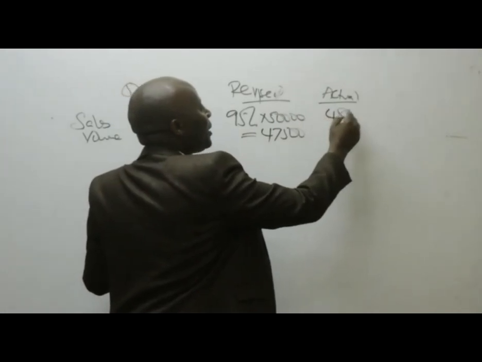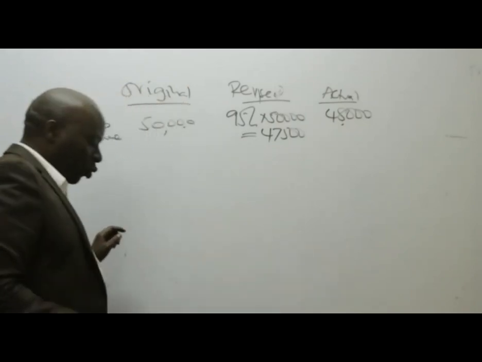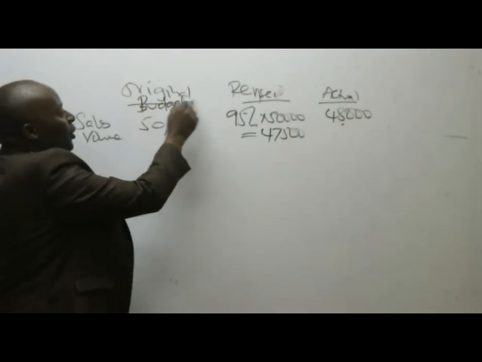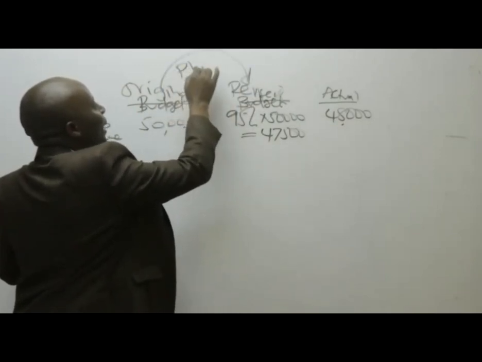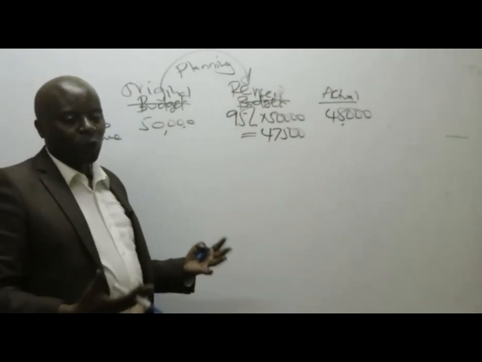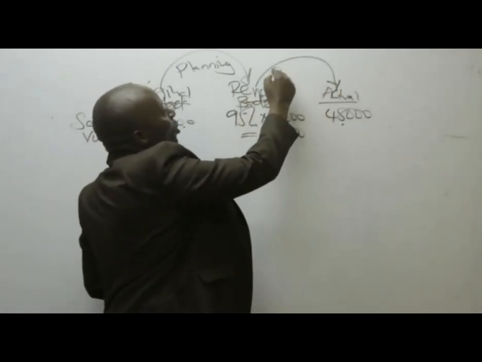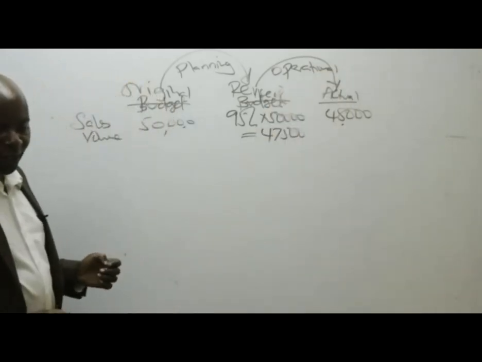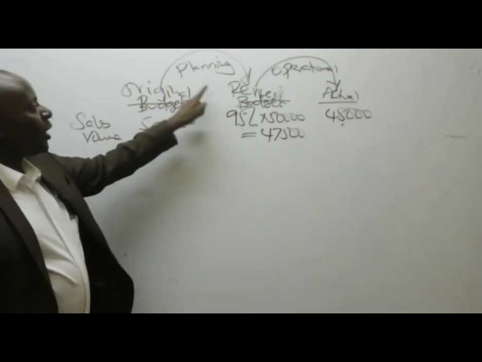Now, ladies and gentlemen, listen to me very well. Whenever you have this type of analysis and you want to compare the original budget, remember this is the original budget and this is the revised budget. Whenever you're comparing two budgets this way, automatically you are getting planning. You know, budgets are planning tools. And then when you compare the revised versus the actual, you are getting, ladies and gentlemen, what we call operational. These are operational tools during operations like that. Thank you very much. So I need you to understand that original and revised budget, these are planning tools.